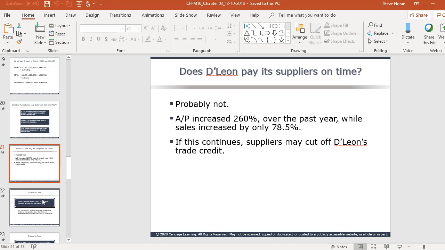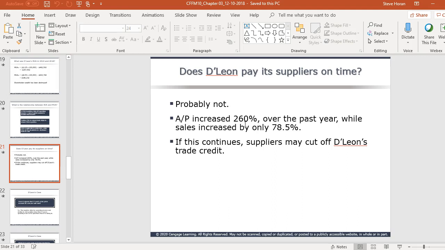Does De Leon pay suppliers on time? No. Look at how much AP went up, 260% over the past year. Sales increased by 78.5%. So, keep in mind, if your sales go up, and a company like De Leon is most likely selling on credit to grocery stores, gas stations, and so on, wherever you would find snack cakes, right? And they're shipping them to those stores with an invoice saying, pay me in 30 days. So it makes sense. If sales go up by 78.5%, my payables should also probably go up by that much too, because I have to buy that much more ingredients. So just kind of think of that cycle.